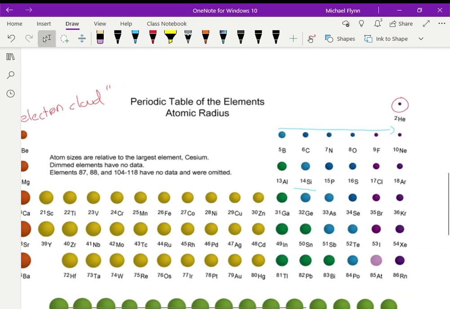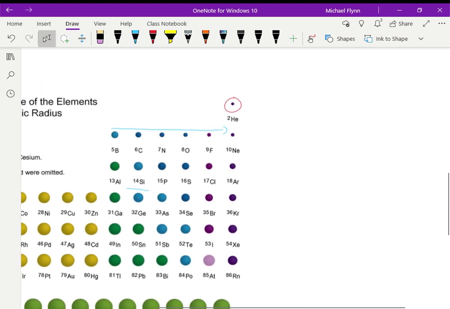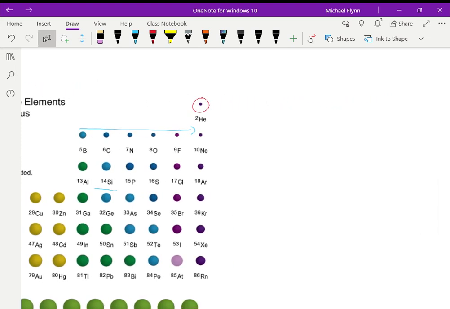Now, as we move across the row and the positive charge from the nucleus increases, when we get to the nonmetals, they want to hold on to their electrons. But fluorine is the smallest reactive nonmetal. Remember, the noble gases are not reactive, so fluorine is the smallest reactive nonmetal.